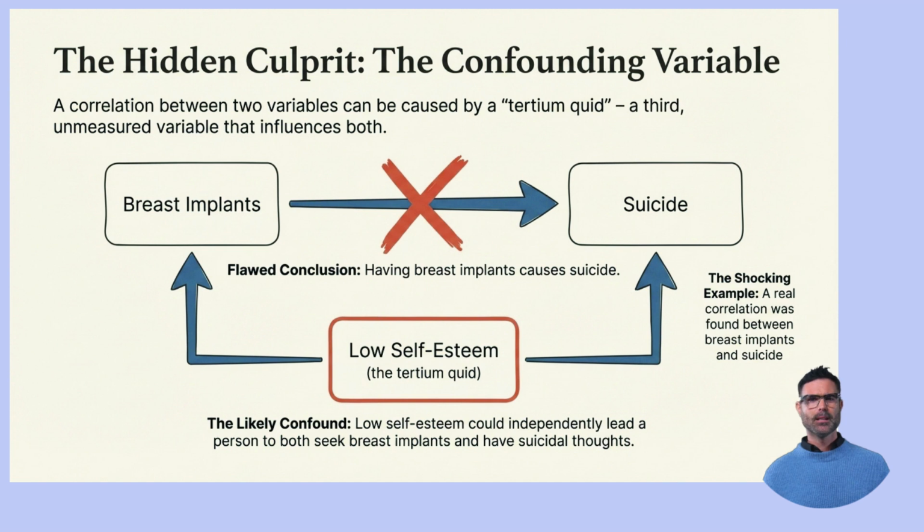The hidden culprit is the confounding variable, a third, unmeasured factor that influences both variables and creates a misleading correlation. If you observe that breast implants correlate with suicide, it is a flawed conclusion to claim implants cause suicide. A plausible confounder like low self-esteem could independently increase the likelihood of seeking implants and also increase suicidal thoughts, producing the correlation without a direct causal pathway.